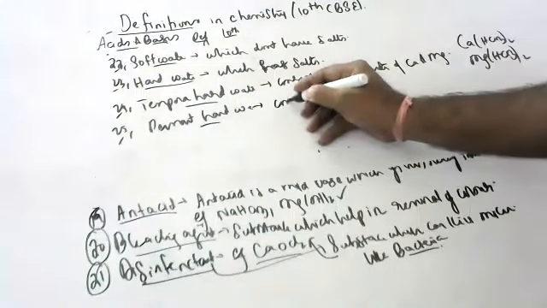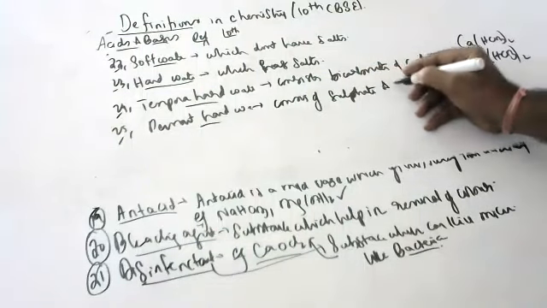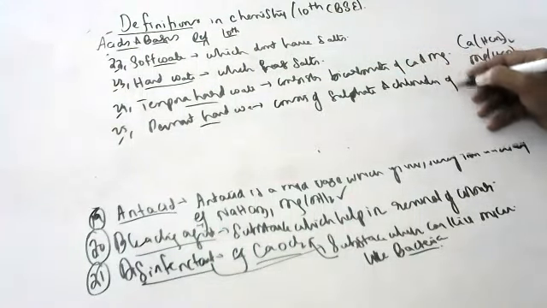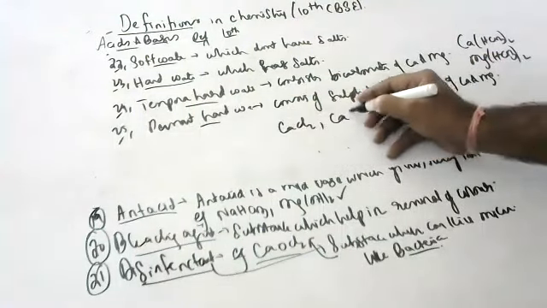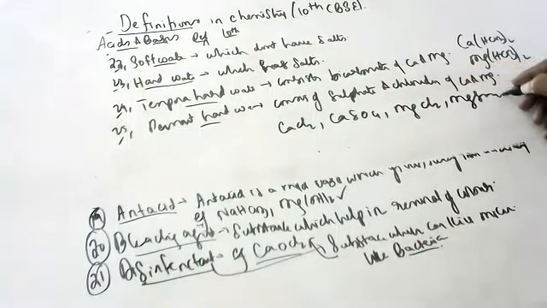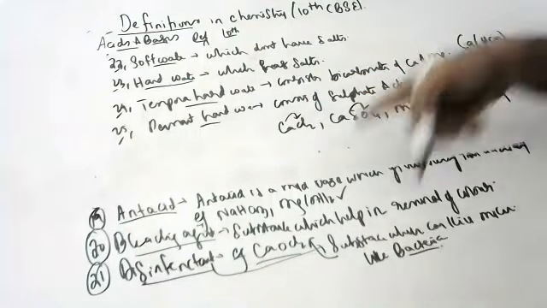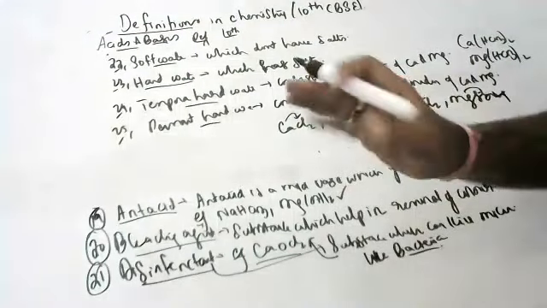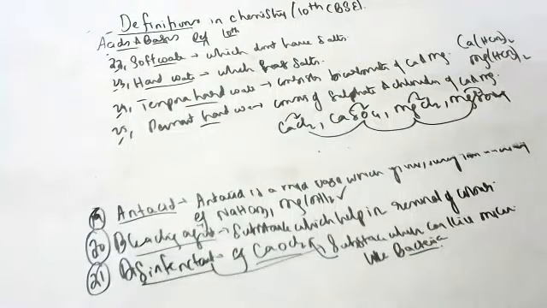Permanent hard water consists of chlorides and sulfates of calcium and magnesium. So, calcium chloride, calcium sulfate, magnesium chloride, magnesium sulfate. If these are present, it is called permanent hard water, not whatever salt is there. These mainly cause hardness, children. These are the definitions in our textbook.